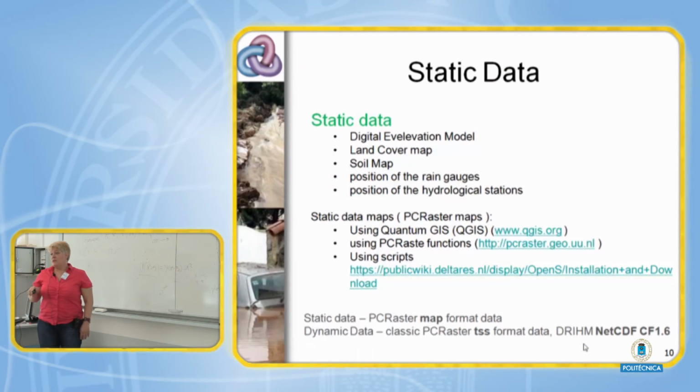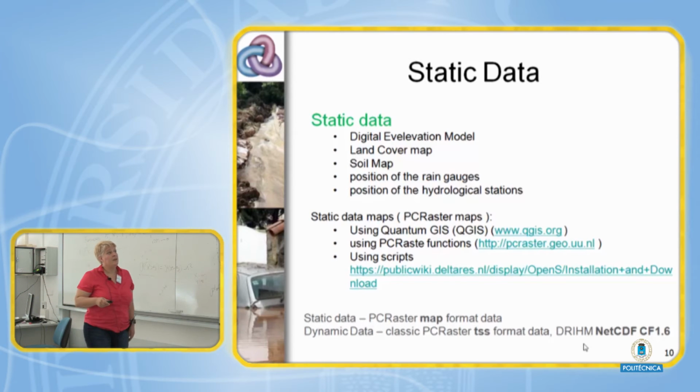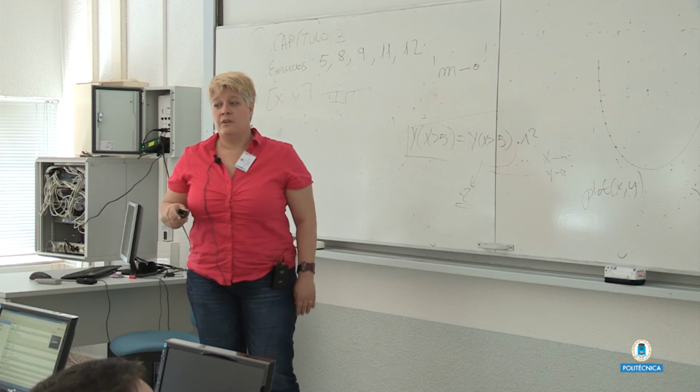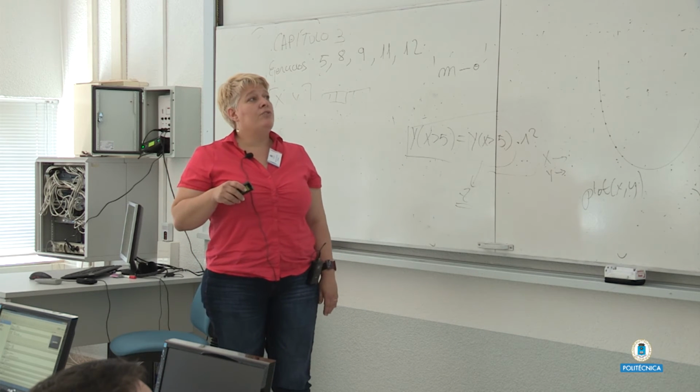The list of the input data necessary to run the HBV is fairly modest. If you choose a certain time step, you need static and some dynamic data. For the static data, you need to have a digital elevation map, land cover map, soil map. You need the position of rain gauges because you need to do some interpolation, and the position of hydrological stations because you need to define areas that are participating in generation of the runoff.